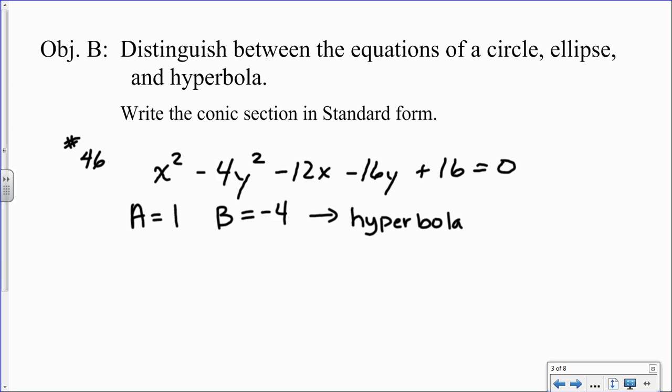Okay, then putting it in standard form is where we have to complete the square. So group your x's, group your y's, and move that plus 16, that constant, over to the right.